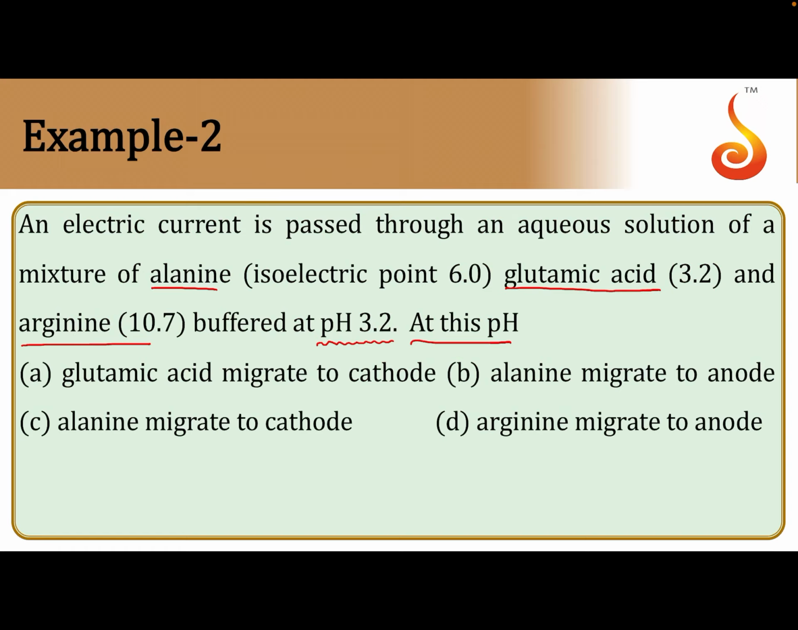So now you check the options. First option, glutamic acid migrates to cathode, this is a wrong statement. Alanine migrates to anode, that is also a wrong statement. Alanine migrates to cathode, that is a correct statement. Arginine migrates to anode; arginine actually migrates to cathode, but here anode is given, that's why that statement is also wrong. So the correct answer is C.